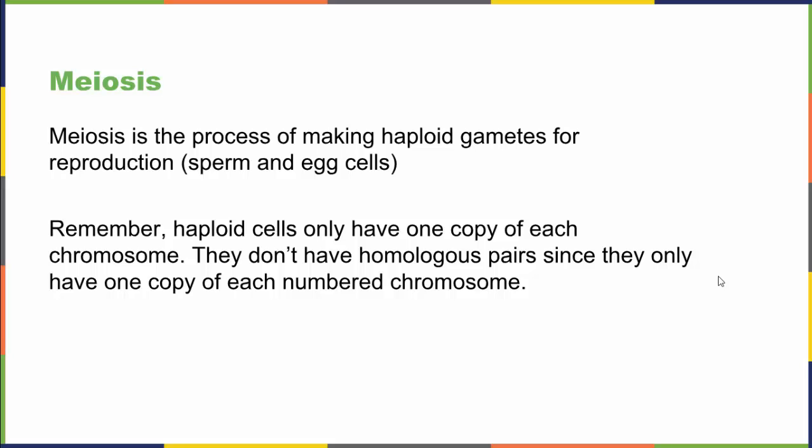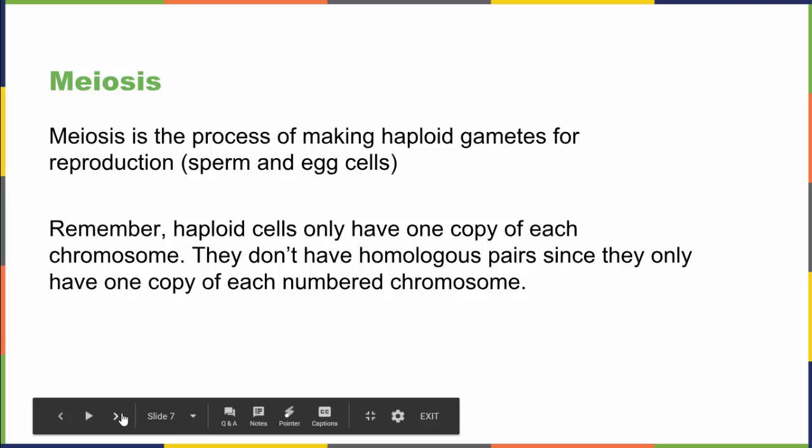A haploid cell is never going to have a homologous pair of chromosomes because it only has one copy of each chromosome. Anything that's haploid doesn't have a mother version and a father version in there. It's just going to have one chromosome. Chromosome 1, one version of it. Chromosome 2, one version. Chromosome 3, one version. So it does not have two copies of each chromosome. It only has one copy of each chromosome.